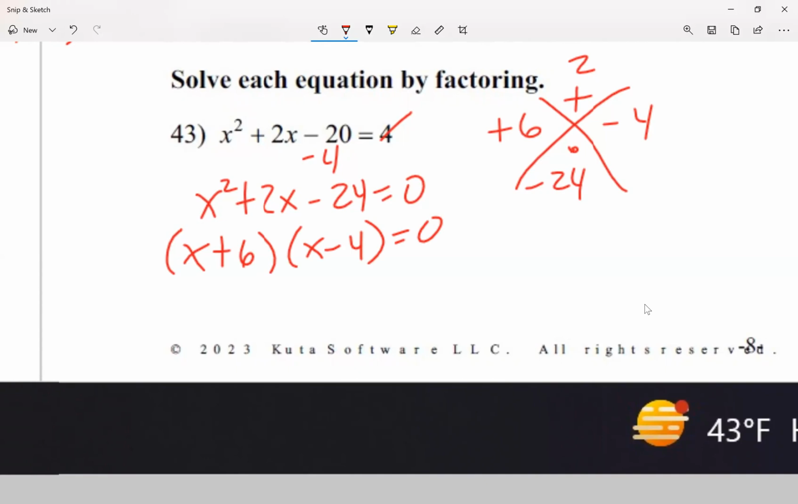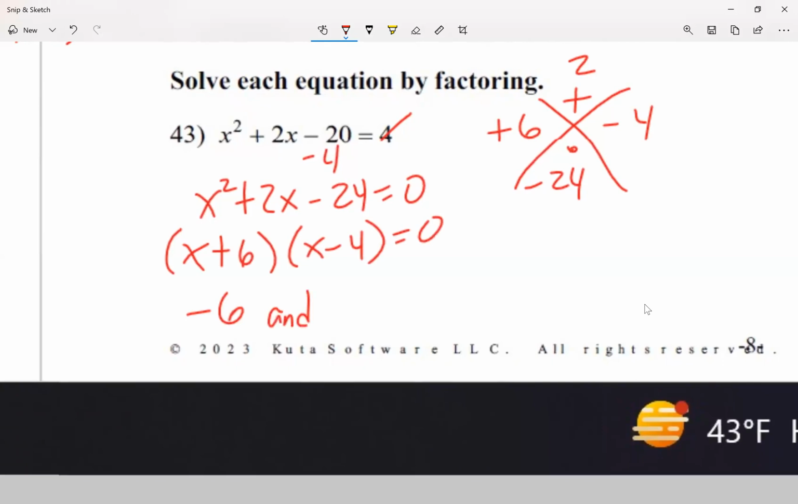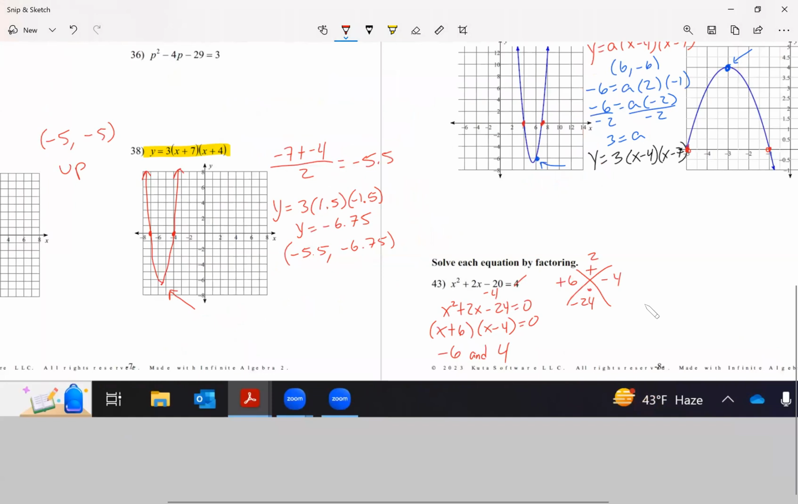Okay. So looking at the first parentheses, x plus 6. What's the value of x that will make the first parentheses equal to 0? Then I'm going to say, well, negative 6. And the second parentheses, what's the value of x that will make that equal to 0? 4. So my answers are negative 6 and 4. There you go.